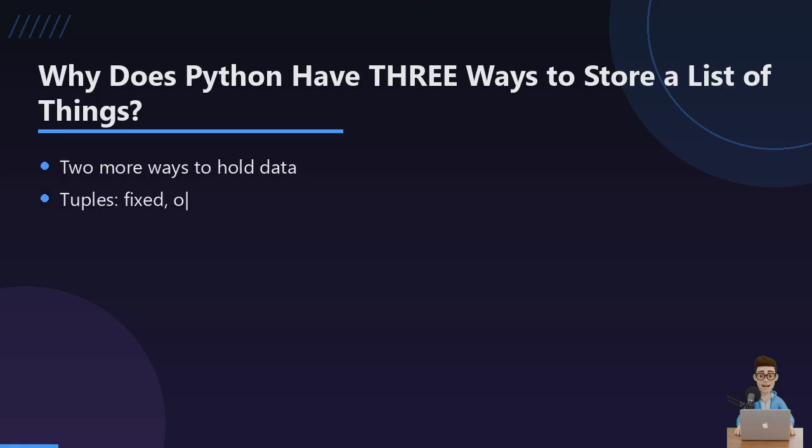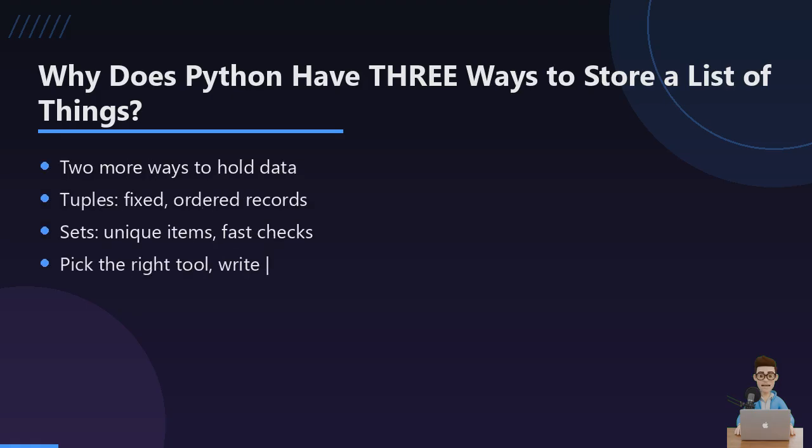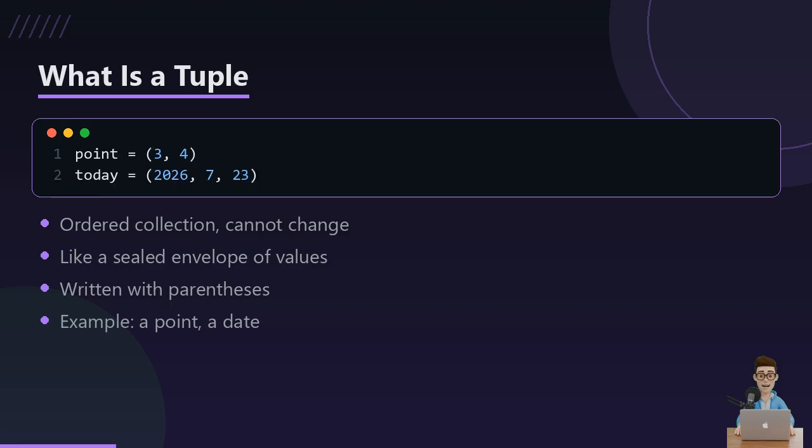Why does Python give you 3 ways to hold a group of values instead of just one? Because using the wrong one silently breaks your code or slows it down, and today you'll see exactly which to grab and when. Think of a tuple like a sealed envelope.